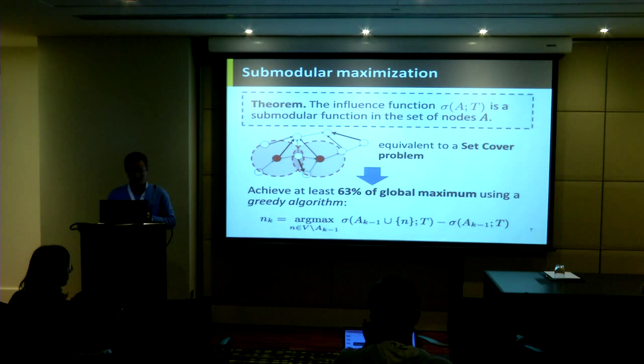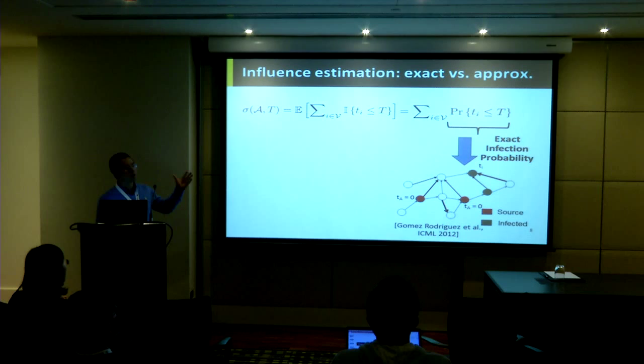In this continuous time diffusion model, essentially what we want to do is compute this quantity. When you have information seeded at the set A, you want to compute the summation of all these probabilities of a particular node being infected by time t. With this continuous time diffusion model, you can actually compute these probabilities exactly. You can turn this problem into a continuous time Markov chain and compute its probability exactly.